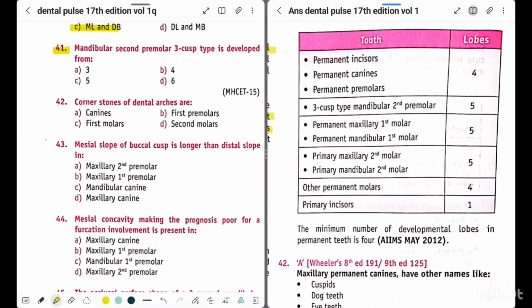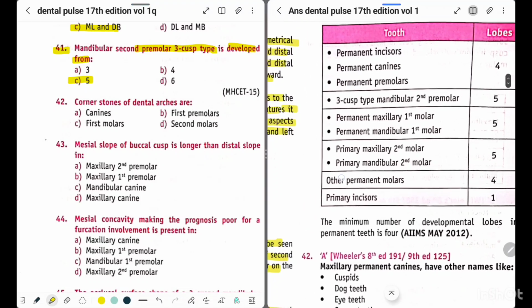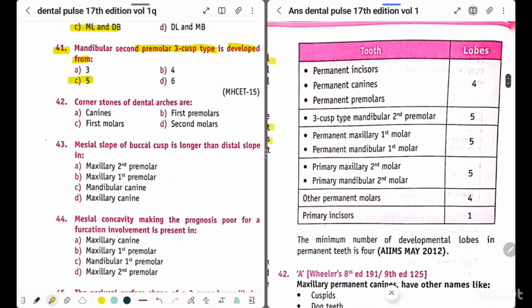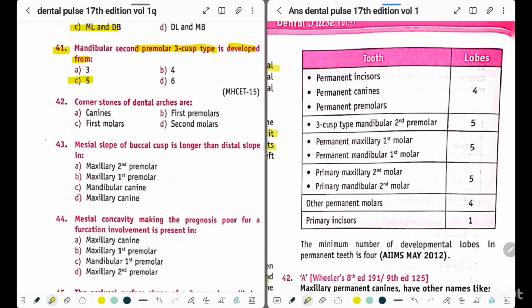Question 41. Mandibular second premolar 3 cusp type is developed from. So its answer is C, 5. Let's see its explanation. The tooth and the lobes. Permanent incisors, permanent canines and permanent premolars develop from 4 lobes. The 3 cusp type mandibular second premolar is developed from 5 lobes.